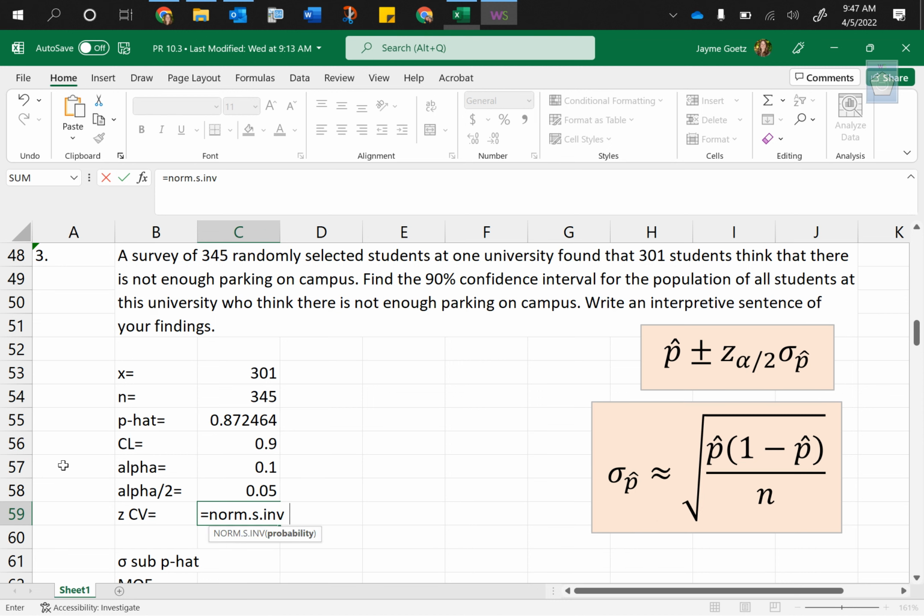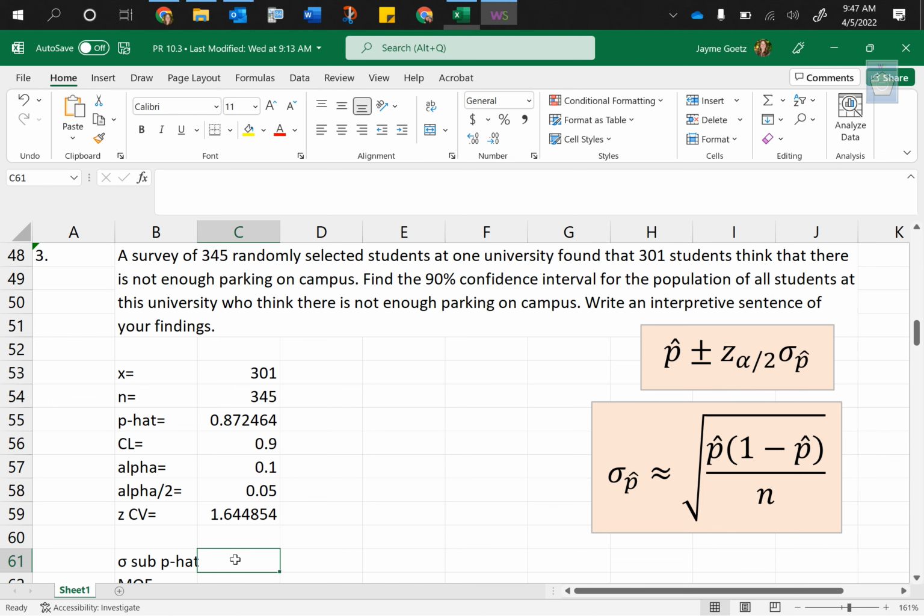Norm.s.inv of? Very good, 1 minus alpha over 2. That gives me a z-score of 1.64. That's what that means. This information, this confidence interval of 90% has boundaries of 1.64 and negative 1.64. Now let's find sigma sub p hat.